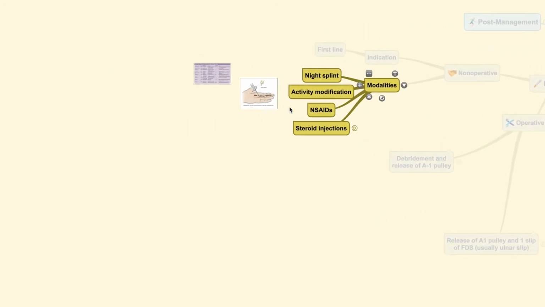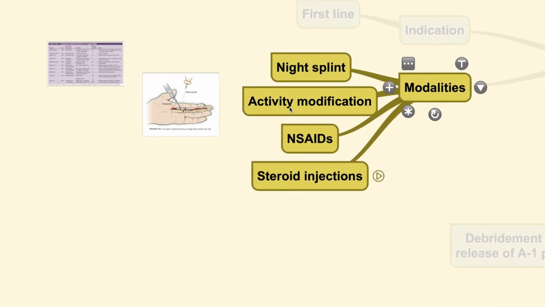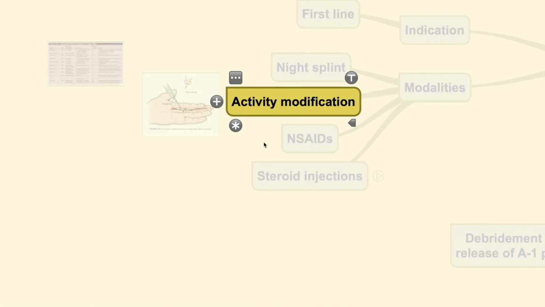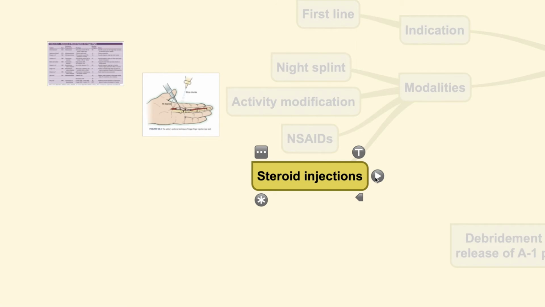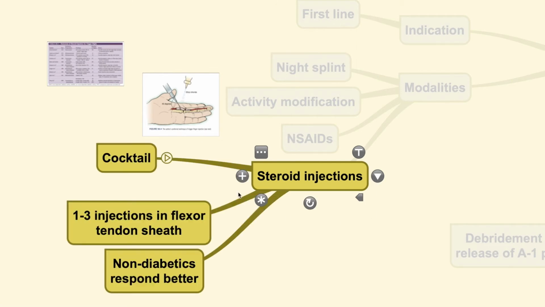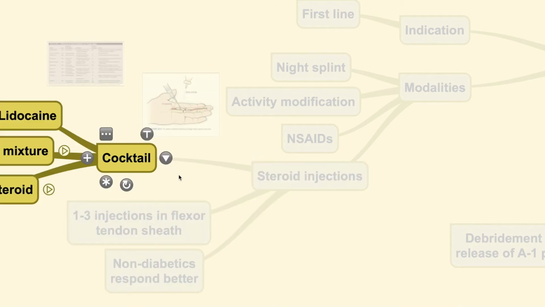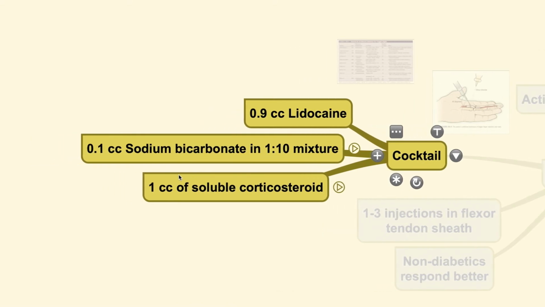The modalities for the non-operative treatment include night splinting, which could be done with slight flexion around 15 degrees of the metacarpophalangeal joint. You could also modify the patient's activity, suggest that they do more resting and decrease the use of their hand, and they could also take NSAIDs to reduce the inflammation. And the most popular medication that is given is steroid injection. Many surgeons have made their own cocktails and also published them, and you can find them in various journals.